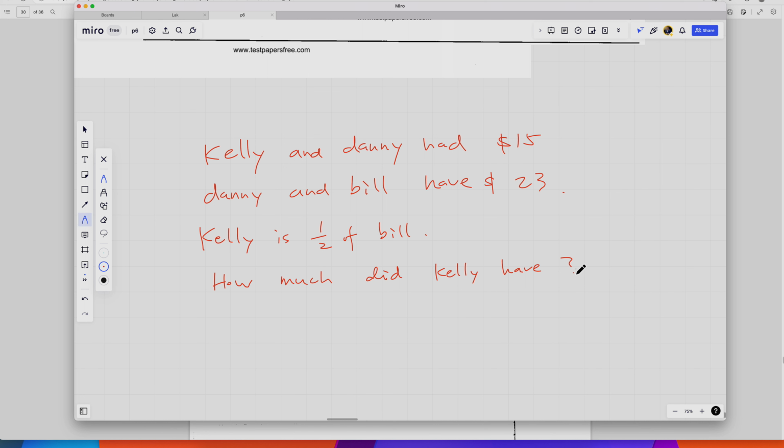So start with the model. Then after that, Kelly is half of Bill. So what's the meaning of that? Which one is half of which one? Or which one is 2 times of which one? Who has more? Kelly has more or Bill has more? Bill has more. So that means Kelly must times 2. So can you do the arrow times 2 to get Bill?